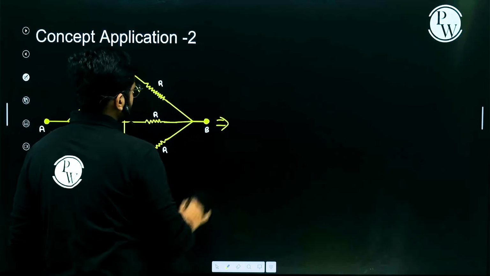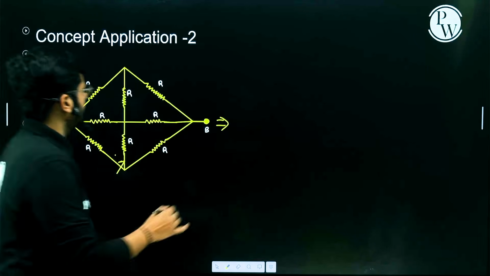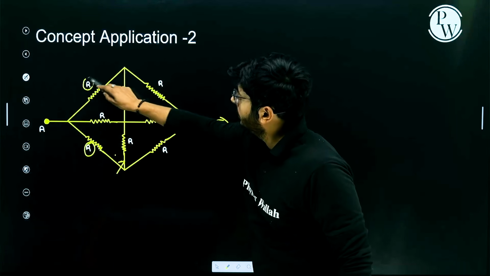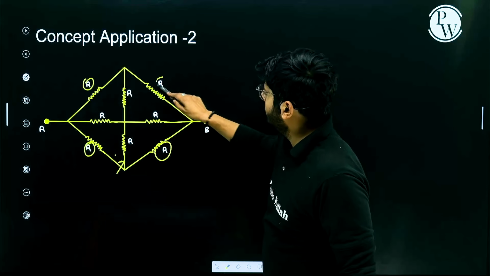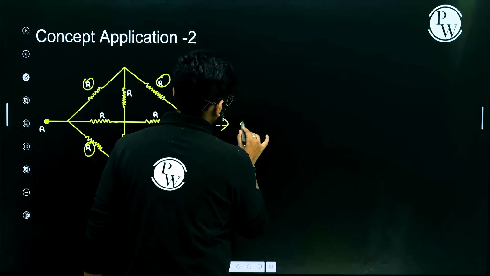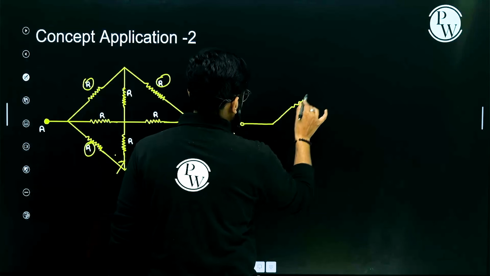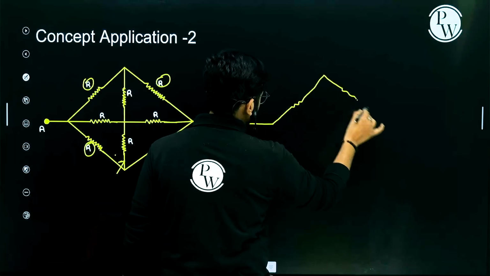Every element of this arm is removed. So the remaining circuit will be much easier, and all other elements will become parallel. This will become in parallel combination with this. This will come in parallel combination with this. So let us directly draw it. So this is how the remaining circuit will be.